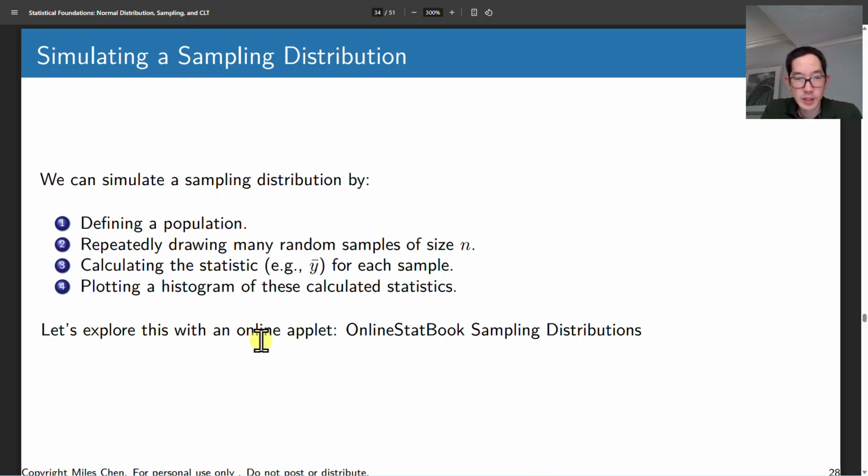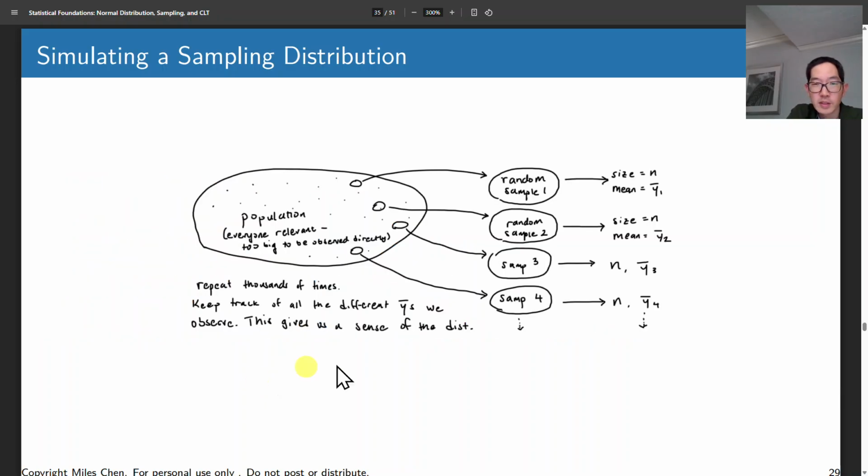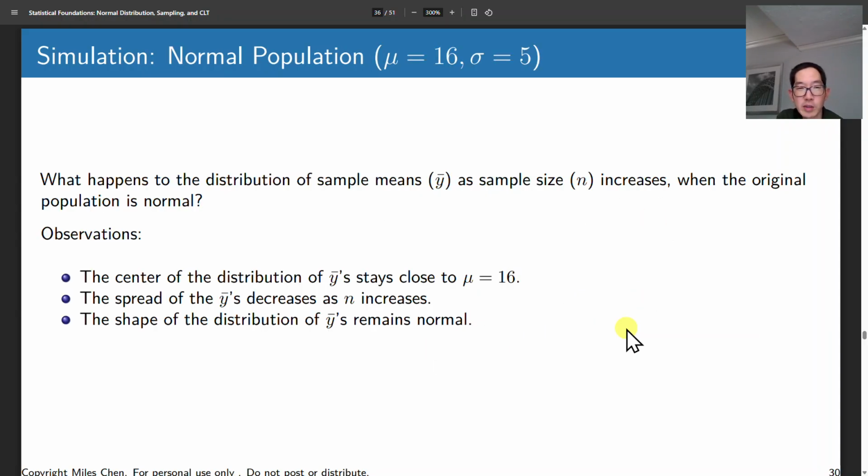So this is the diagram schematic of what we're doing. We have this population, and from the population we draw a random sample and calculate the mean of that sample. We draw another random sample, calculate the mean, draw another random sample, all of the same size. We're calculating the mean, and we get a sense of the different y bar values that we can get.